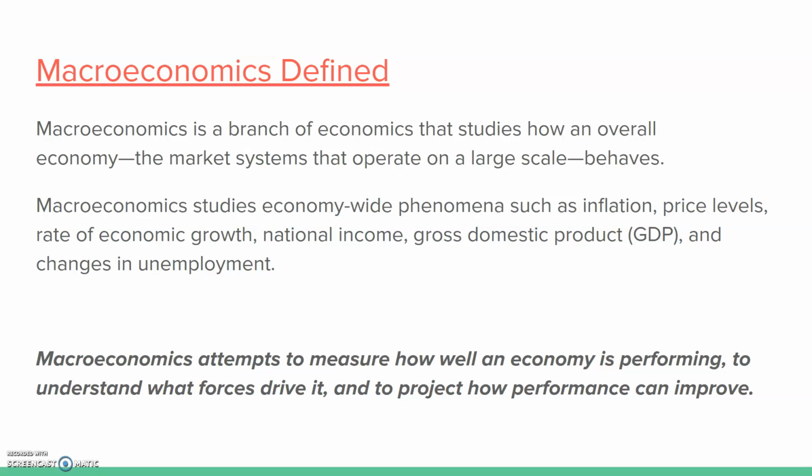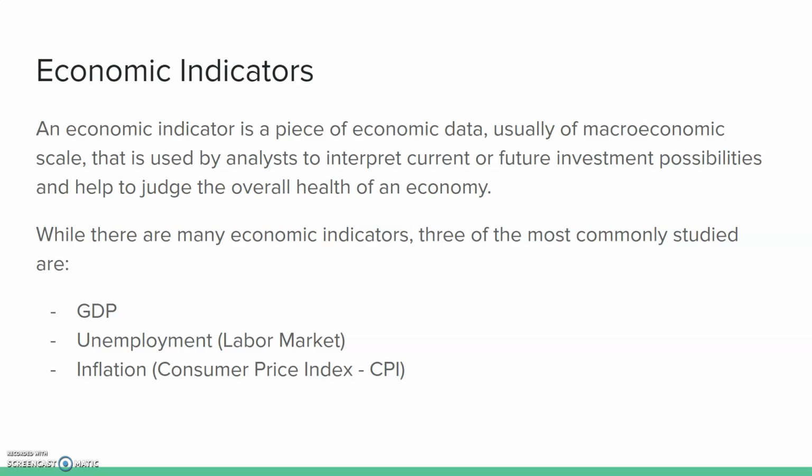So to boil it down, when we're studying macroeconomics, we're really taking a look at the measure of how well an economy is performing so that we can better understand some of the forces that drive it and how we can project performance in the future and potentially improve upon it. So like I said before, we're going to take a look this week at economic indicators, and those indicators are what helps us determine how well off an economy is. It's this piece of economic data, usually done on a macroeconomic scale, that helps an analyst or an economist interpret current or future investment possibilities, and then it also helps them judge the overall health or wealth of an economy.